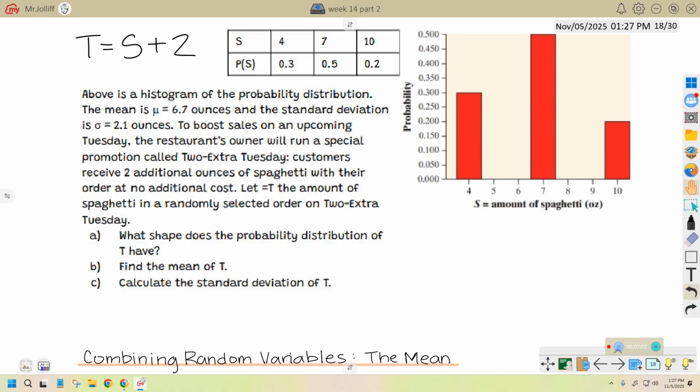First, what does the shape of the probability distribution of T look like? So we go to the picture with S. What shape is S? How many peaks? One peak. It's unimodal. Is that peak in the center of the graph? Yes. So this is unimodal and symmetric, which means this is also unimodal and symmetric.